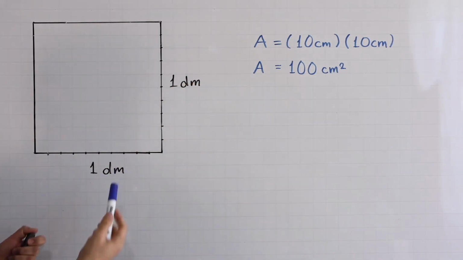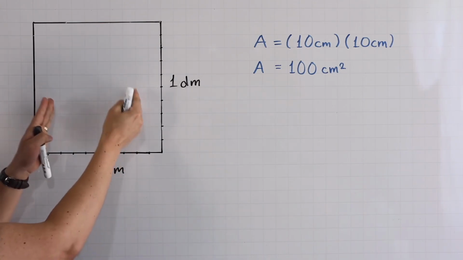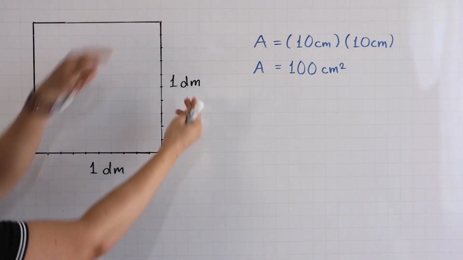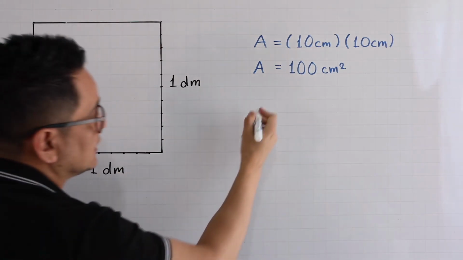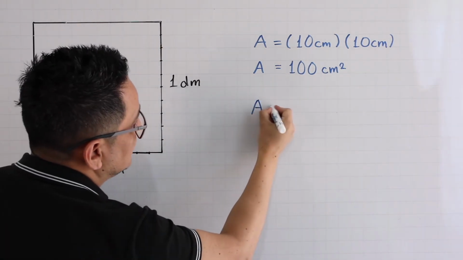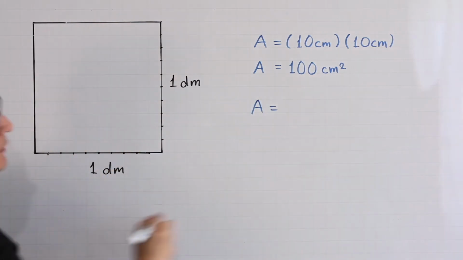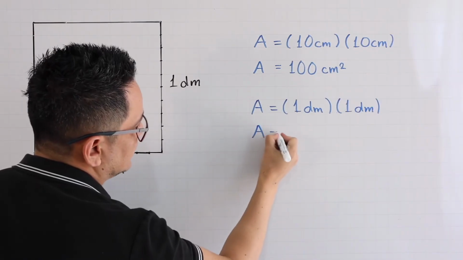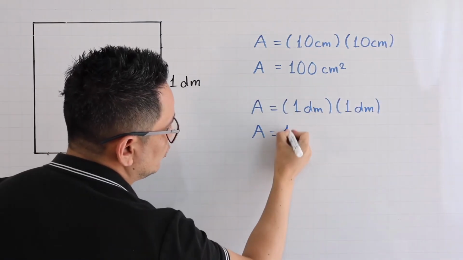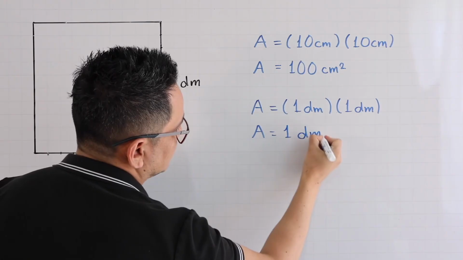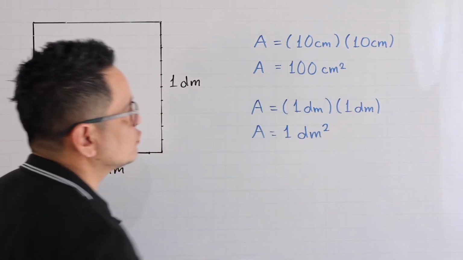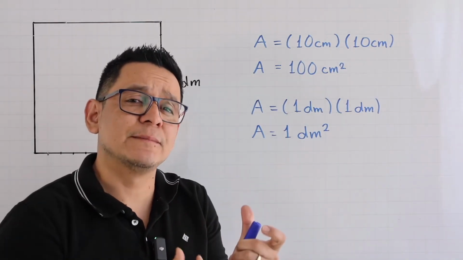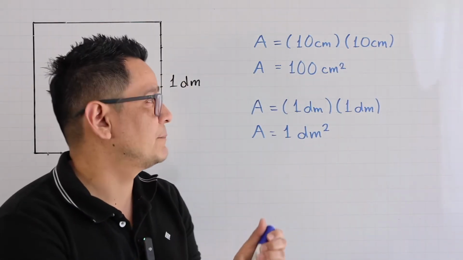Now let's do exactly the same thing. Let's calculate the area of this square, but now using the new measurements we have, which in the end are equivalent measurements, right? In this case, I have that the area is going to be equal to 1 decimeter times 1 decimeter. We do the operation, and I get that the area is equal to 1 times 1, which is equal to 1. And decimeter times decimeter gives me square decimeters. I want you to notice something, because this is exactly where we're going to start from.